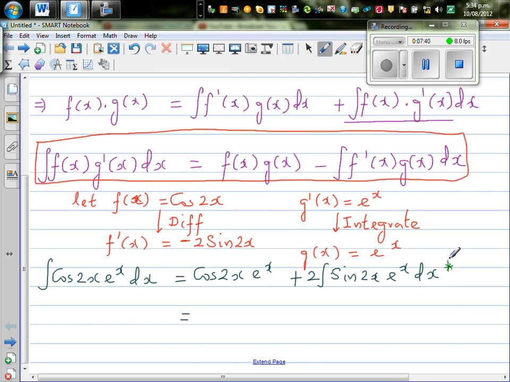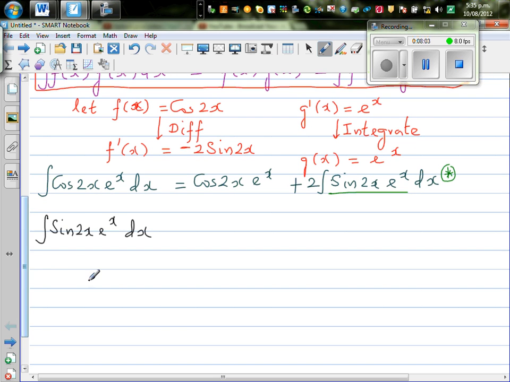I'll come back to this later on. So we'll work for the asterisk. We are going to integrate this separately. So I'm going to write, with a black color, the integration of sine 2x e to the power x dx. Again, the same principle. So let me use a different letter. f and g we have used, so let me take h of x and m dash x.